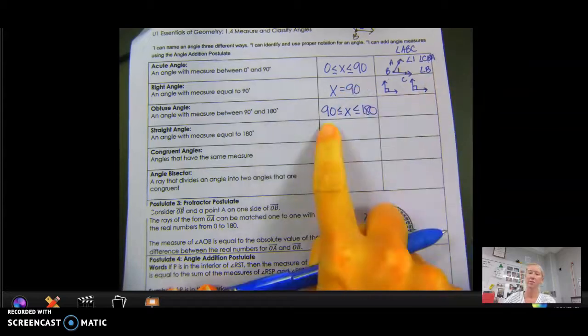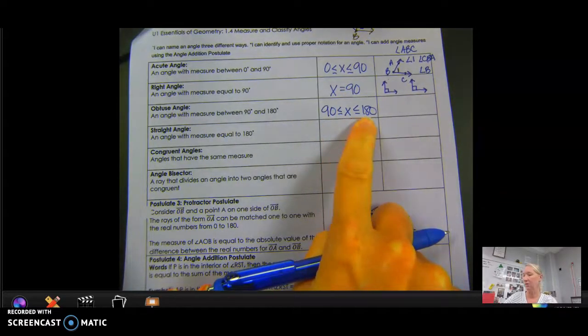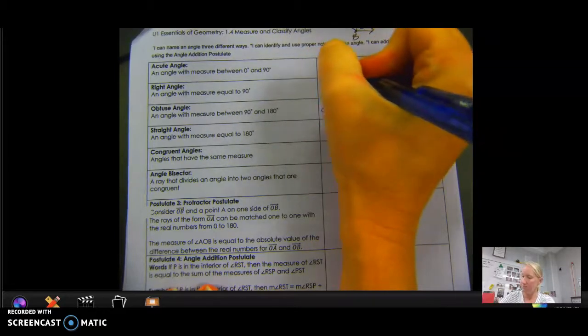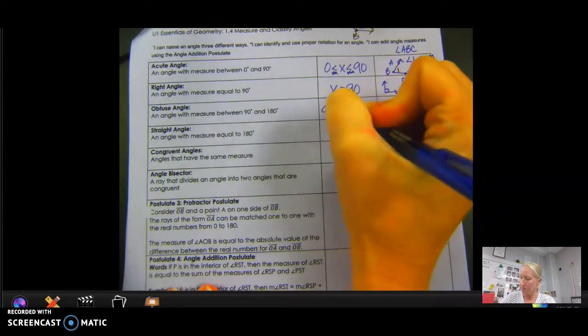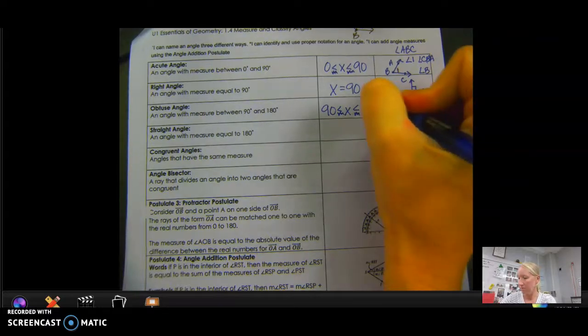An obtuse angle goes from 90 to 180, but it cannot equal 90 and it cannot equal 180. So as the inequality, we write 90 is less than x, which is less than 180. Oh, actually, there's no equal to. My fault, guys. It's just greater than 90, but less than 180. So it could be 90.1 and still work. So an obtuse angle is bigger than 90 degrees.